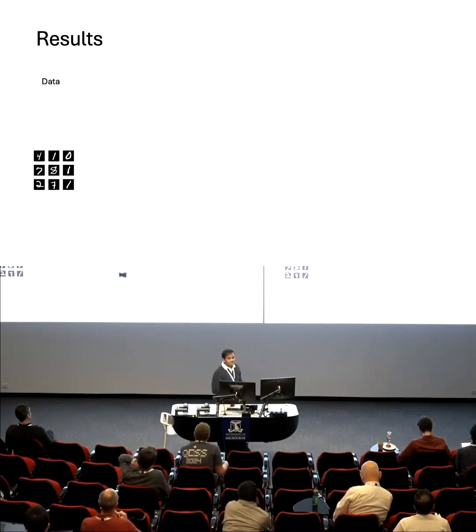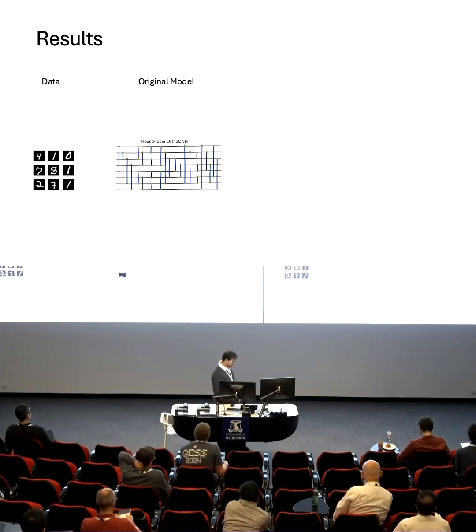Another dataset that we tried is the canonical MNIST dataset. For this, we used a particular kind of ansatz called the orthogonal quantum neural network layers. We chose this because it is very easy to simulate as it operates in the unary basis. If you want to know more about this ansatz, please come and find me. I'm happy to chat about them. And we ran this on the entire dataset.